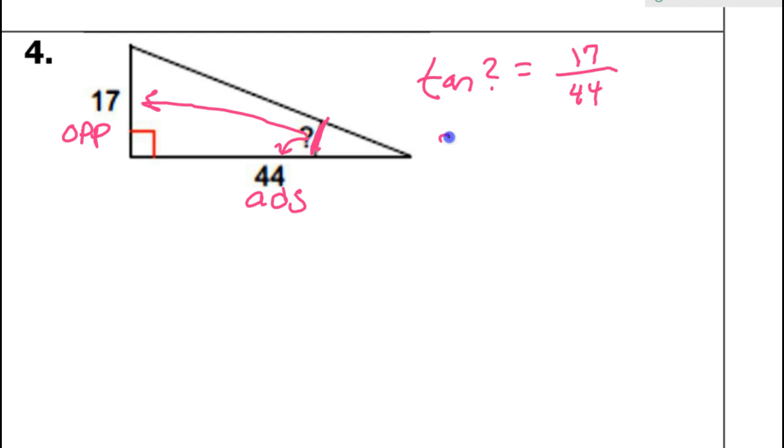So if you want the angle out of it, you will have to do the inverse tangent of 17 over 44.